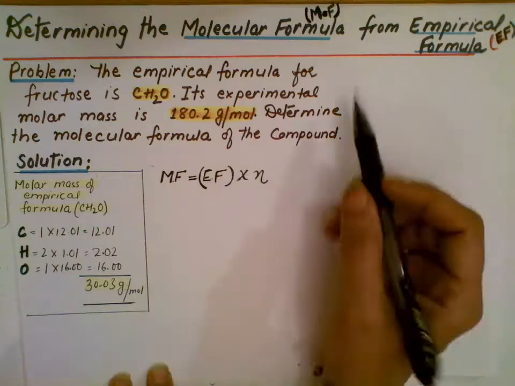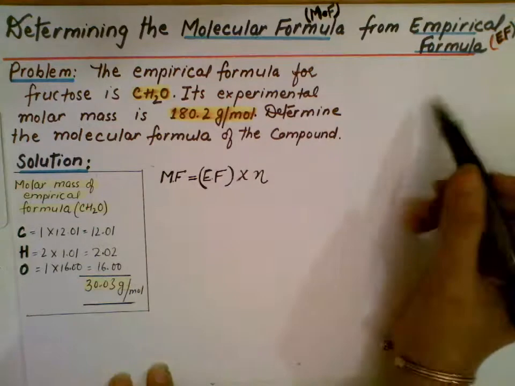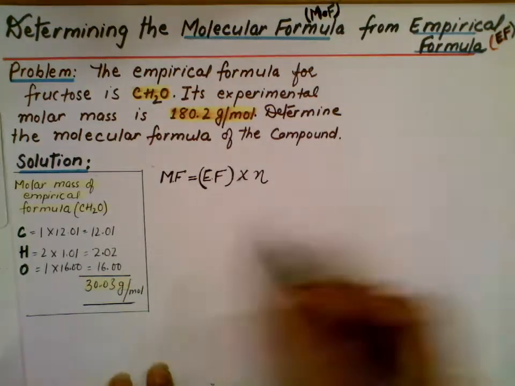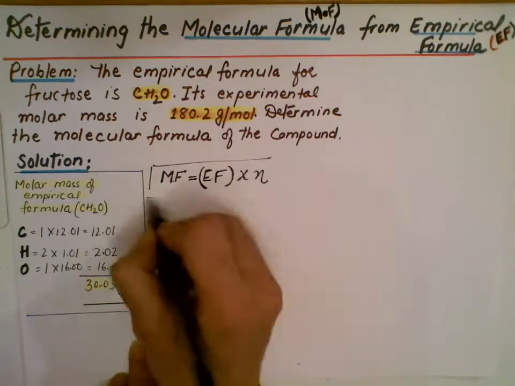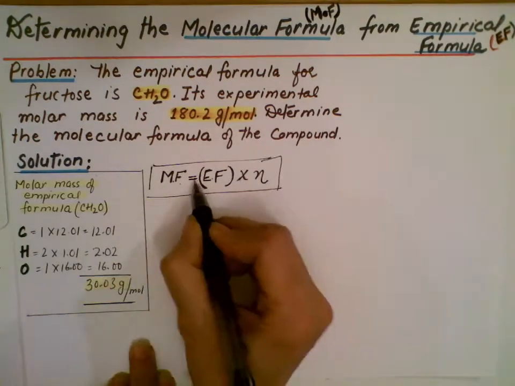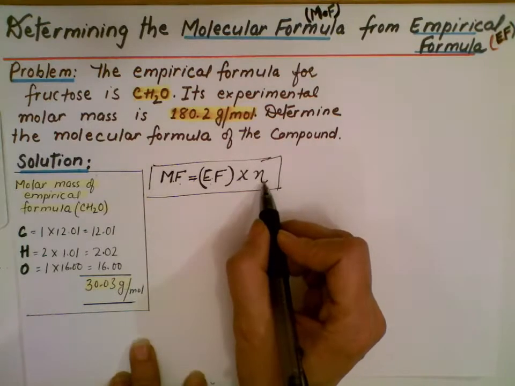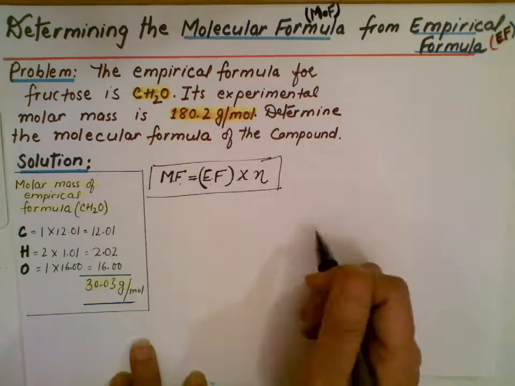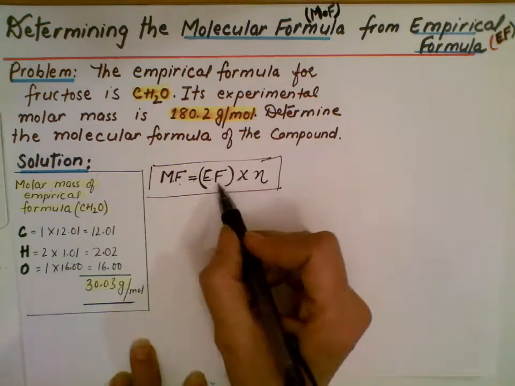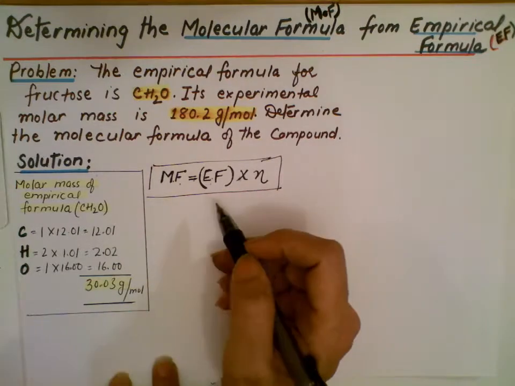Guys, this video is on determining the molecular formula when the empirical formula and the molar mass are given. This is the equation we use: molecular formula equals empirical formula multiplied by n. So what is this n? It is actually a factor. You multiply the empirical formula by this factor to get the molecular formula.